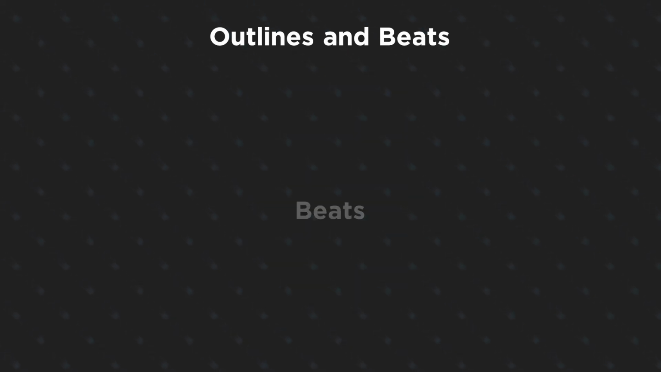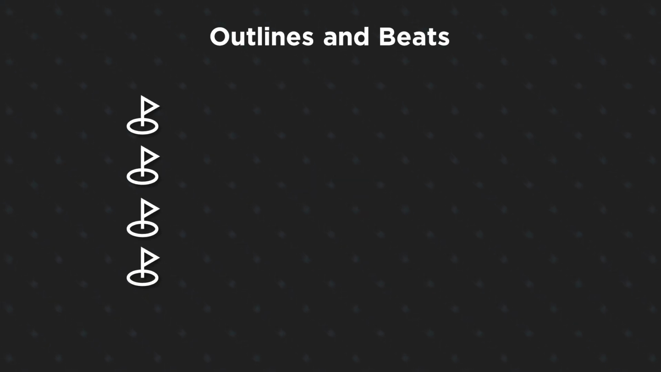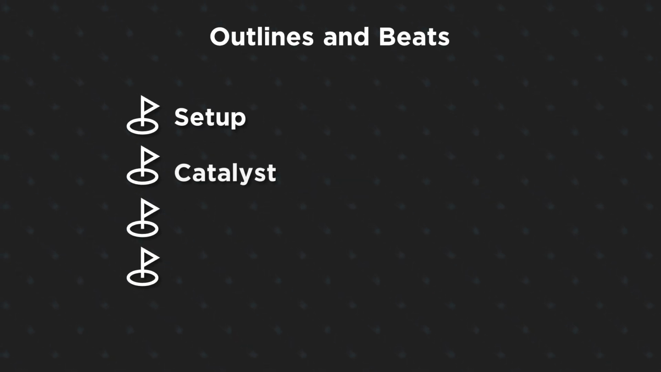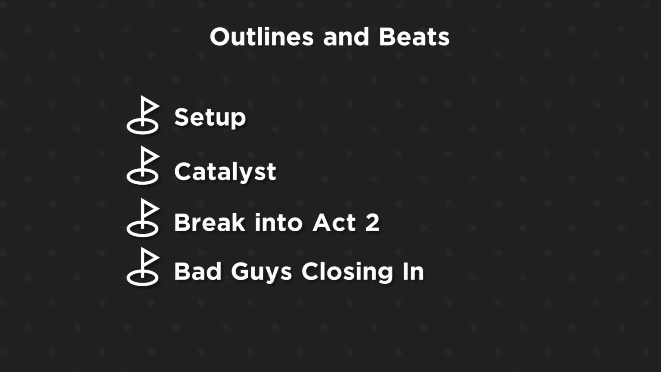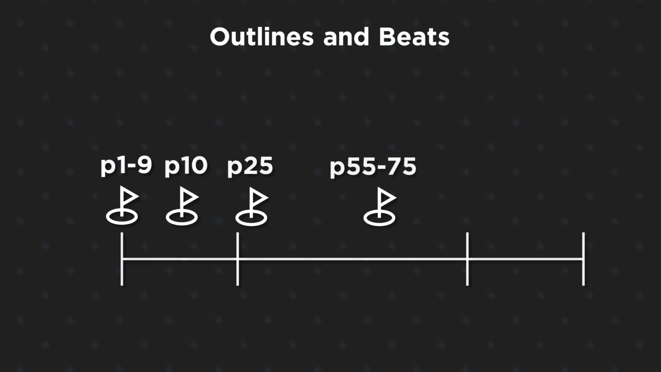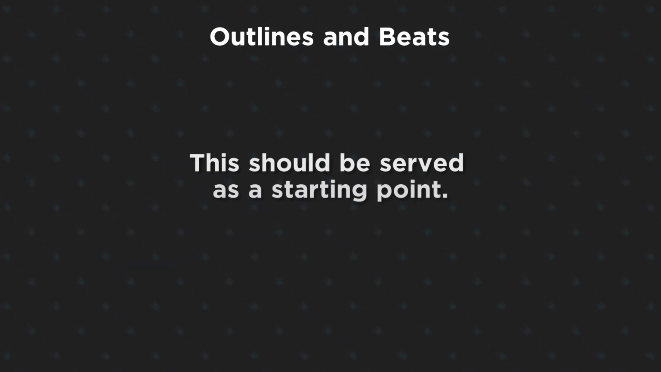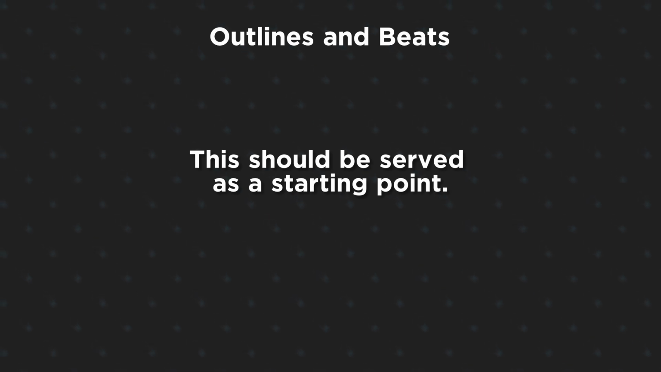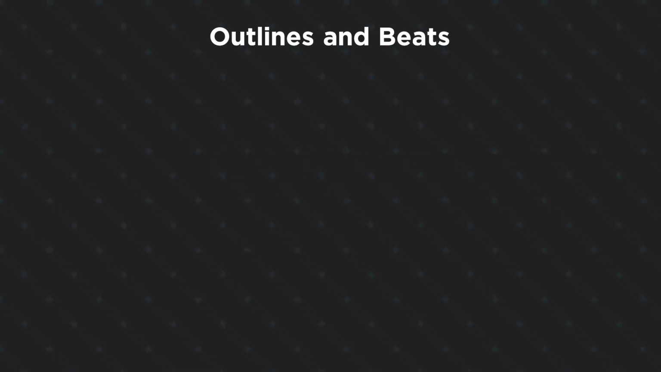An important element discussed in this book is beats. Beats are major story moments like setup, catalyst, break into Act 2, or bad guys closing in. When you read the breakdown of all the movies covered in the book, you see how similar the timing of those moments is in different movies. I suggest keeping these beats in mind as you write your outline. Again, this should serve as a starting point or a guiding light. You will change most of it by the time you're done.